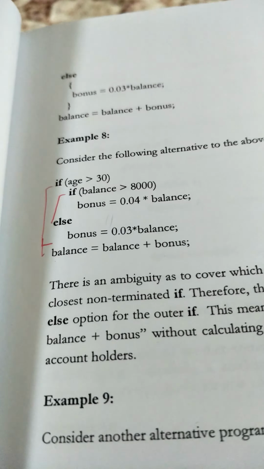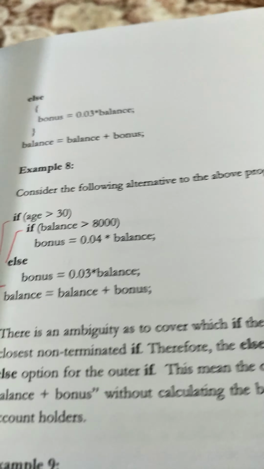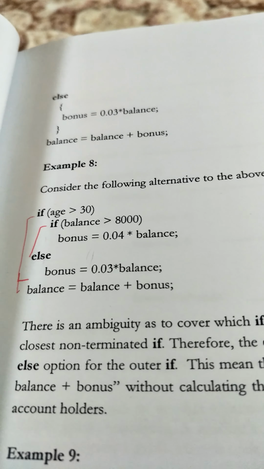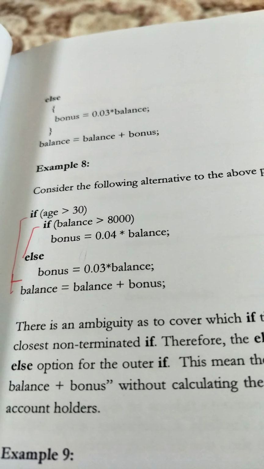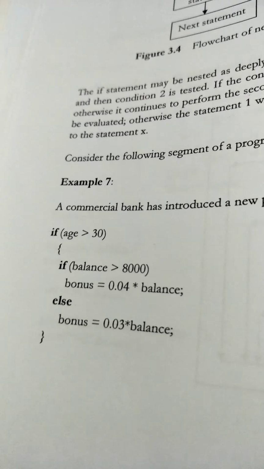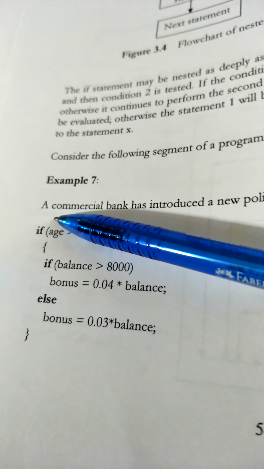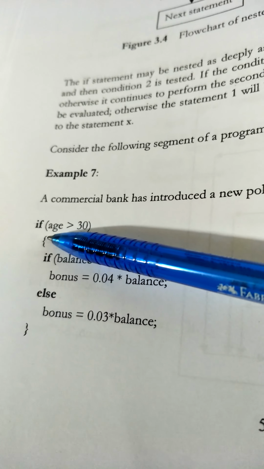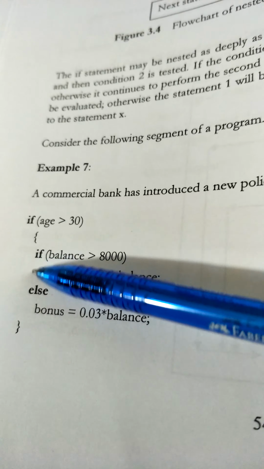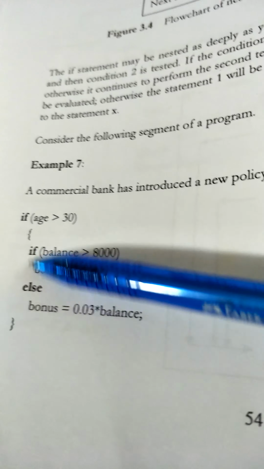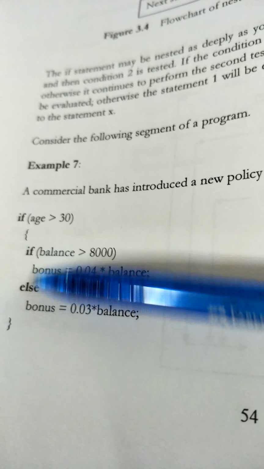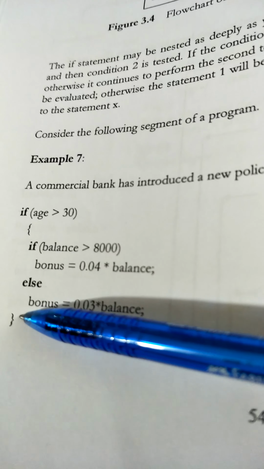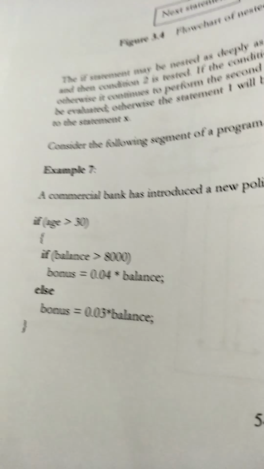Whereas if you look at example number 8 here, you can see the difference in the arrangement of if. Look at example 7 here. We have if, then we have braces, and then else, which is for that if, and then we have close braces, then it goes to else for the age.